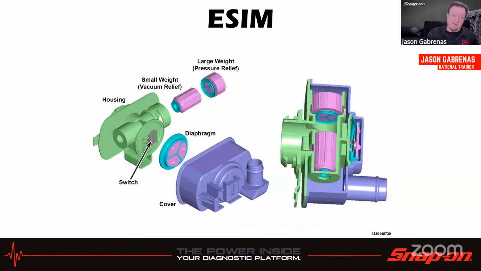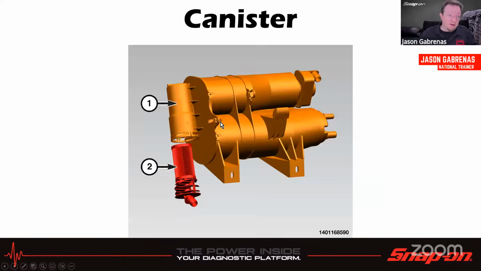The eSIM is the evaporative system integrity monitor. It runs with two weights in there. One's for measuring vacuum and one's for pressure. And then it has a little diaphragm in there as well and a little switch. There's a really good description of how this works in the guided component test, so we'll talk about that when we go live on the tool so we can read through it there.